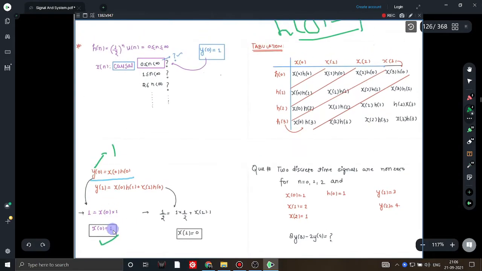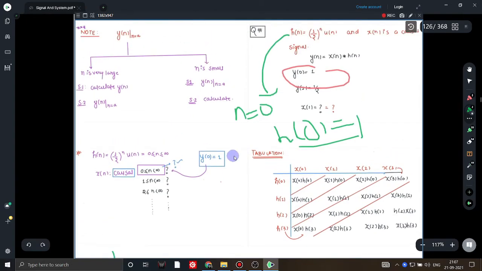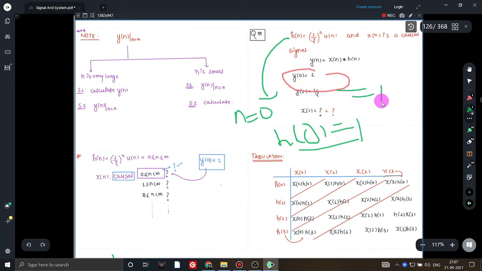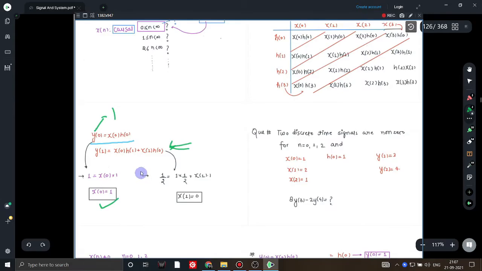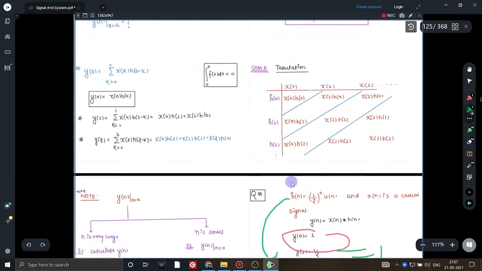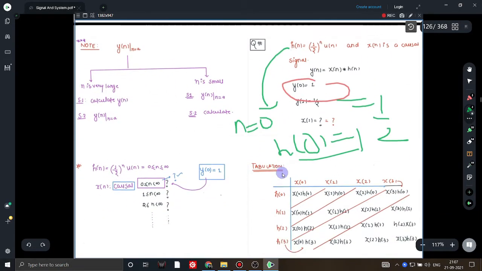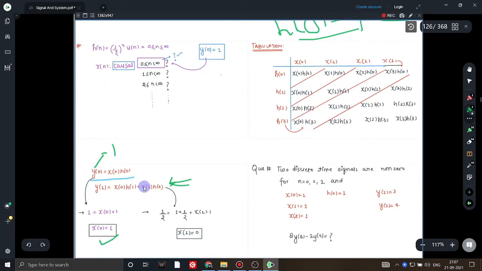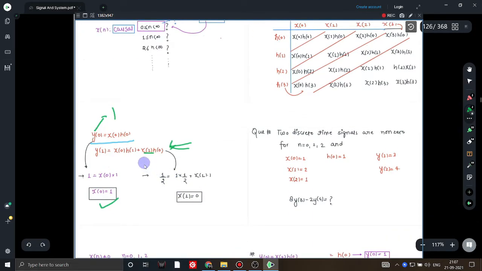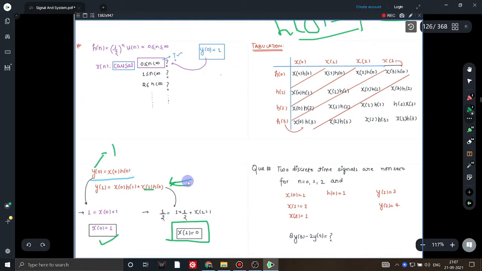Now we put the values of x0 and h0 in the second equation. We have also been given the value of y1, that is 1 by 2. So this y1 is 1 by 2, this x0 is 1, and h1 is 1 by 2. We can also find it from here by putting n equal to 1. Then we have to find this value x1, and this h0 is 1, so from here we get the value of x1 as 0. That's how we solve this type of question.